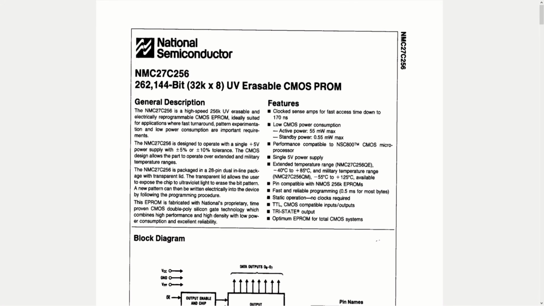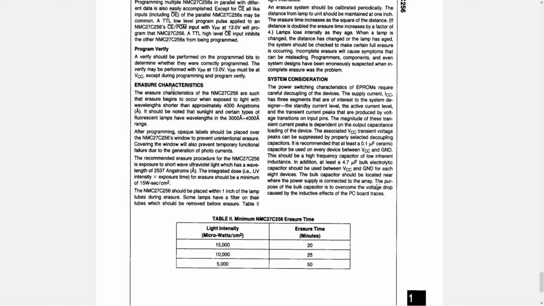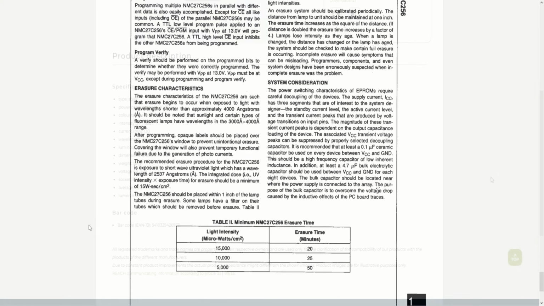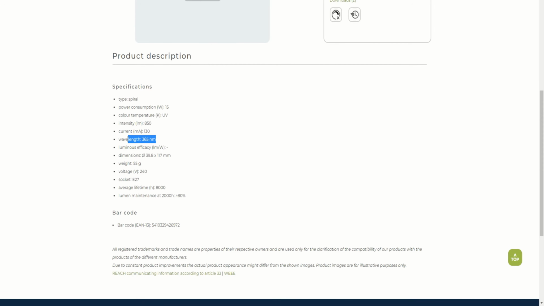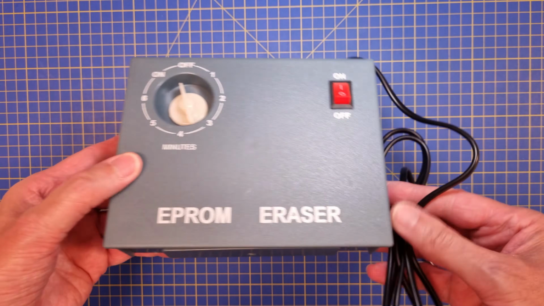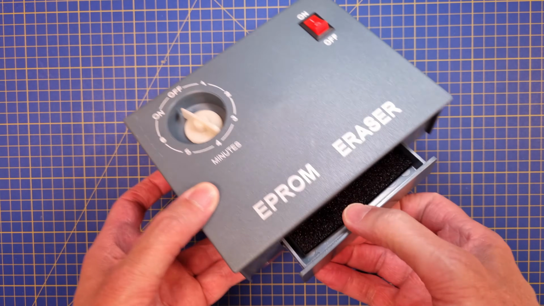And if we look into the datasheets of the EPROM, the wavelength should be 2537 ångström, or 254 nanometer, if you prefer that. So the UV lamp is specified at 365 nanometer in the UVA spectrum, but we clearly need something that is working in the UVC range. So let's get a proper EPROM eraser and use that instead.